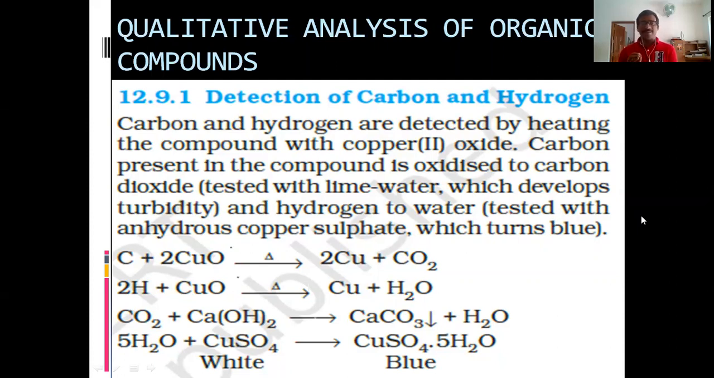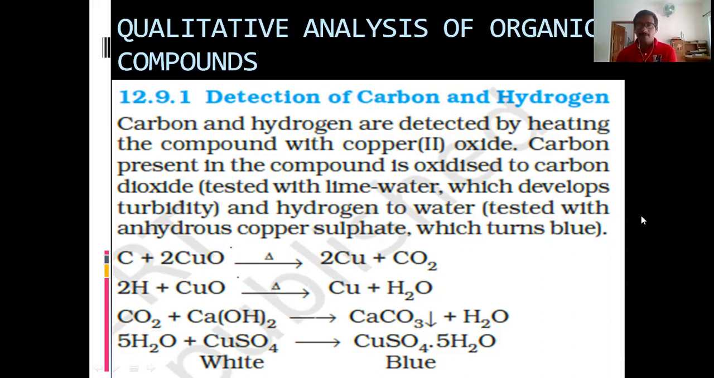Carbon and hydrogen are detected by heating the compound with copper(II) oxide, cupric oxide. Carbon present in the compound is oxidized to carbon dioxide and hydrogen to water. It is allowed to pass through a copper sulfate containing tube, and due to the presence of water, it will change into blue color. If the tube is changing to blue color, the presence of water is confirmed. And again, the remaining gases will pass into lime water. If lime water turns milky, it is very clear that the gas contains carbon dioxide.